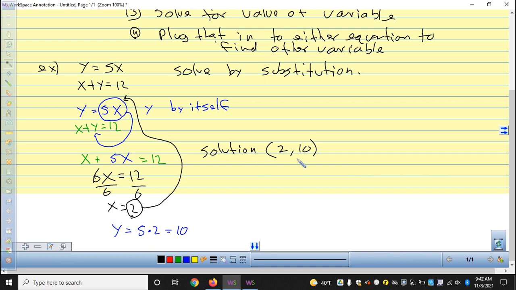And I can check my solution. 2 times 5 is 10, and 2 plus 10 is 12. I can plug into both equations, and it makes both true. All right, questions there? Okay, let's look at another one.